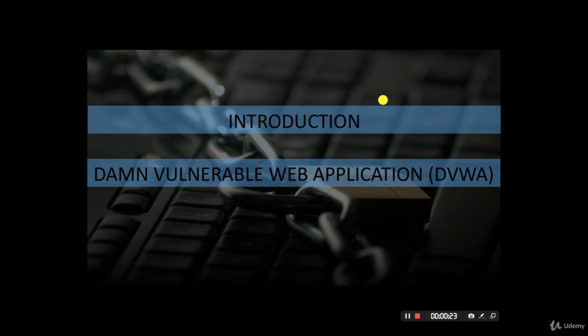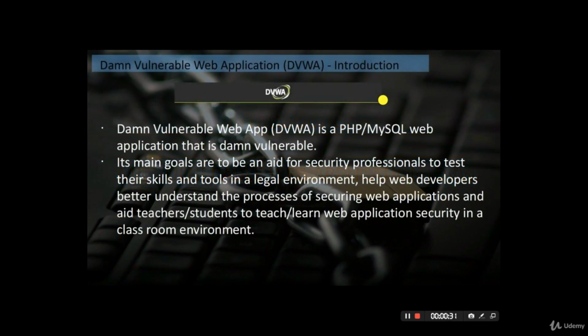The first one is going to be Damn Vulnerable Web Application, DVWA. So, what is DVWA? It's a PHP and MySQL web application that is deliberately made damn vulnerable. Its main goals are to be an aid for security professionals to test their skills and tools in a legal environment, and to help web developers, basically the remediation process.